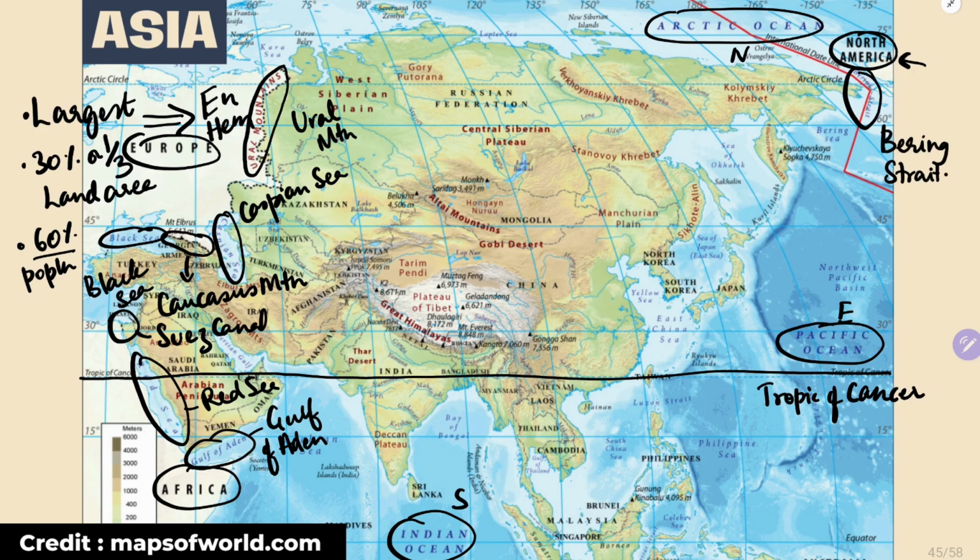The key physical features of Asia are the Himalayan mountains, the world's highest mountain range including Mount Everest, the Plateau of Tibet, the world's highest and largest plateau, and the Gobi Desert, which is a cold desert in China and Mongolia.